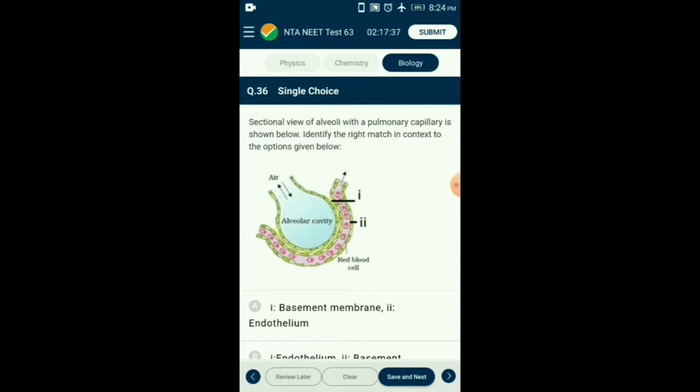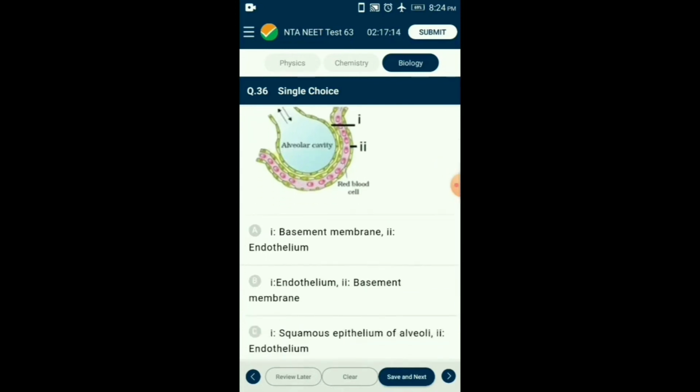Squamous epithelium. Alveoli is lined by a simple squamous epithelium which is thin and facilitates the process of diffusion of oxygen and carbon dioxide. Endothelial cells form a one-cell thick-walled layer called endothelium that lines all of the blood vessels. So the answer for this question is option A, basement membrane, endothelium.